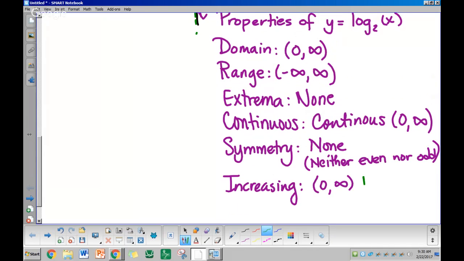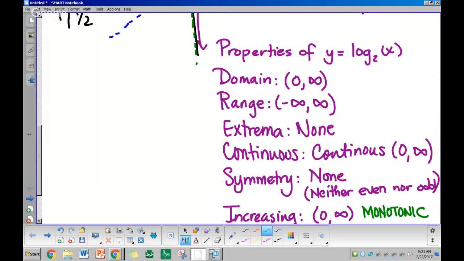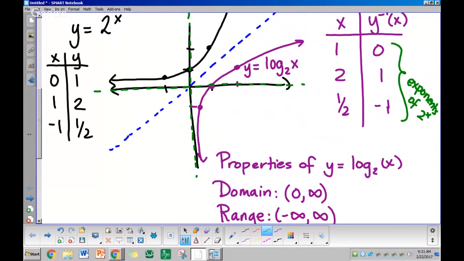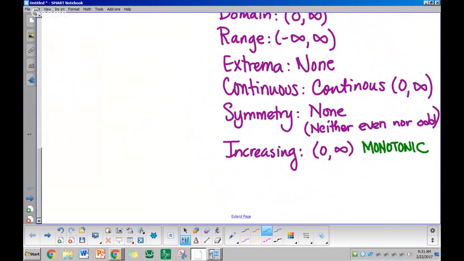I'm going to use this word: monotonic, meaning mono means one, tonic means tone. So it's got one tone, which means it's increasing only. Monotonic functions are increasing only or decreasing only. The exponential is also monotonic, and so is the log. Okay? Decreasing, never, right? Not applicable. All right.